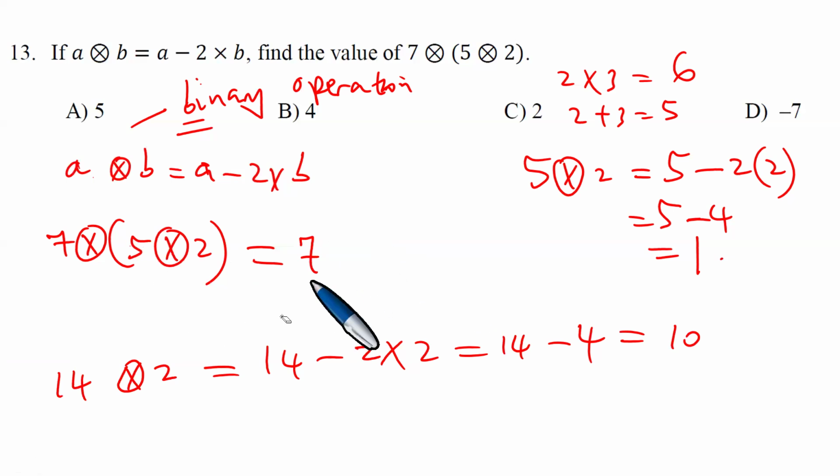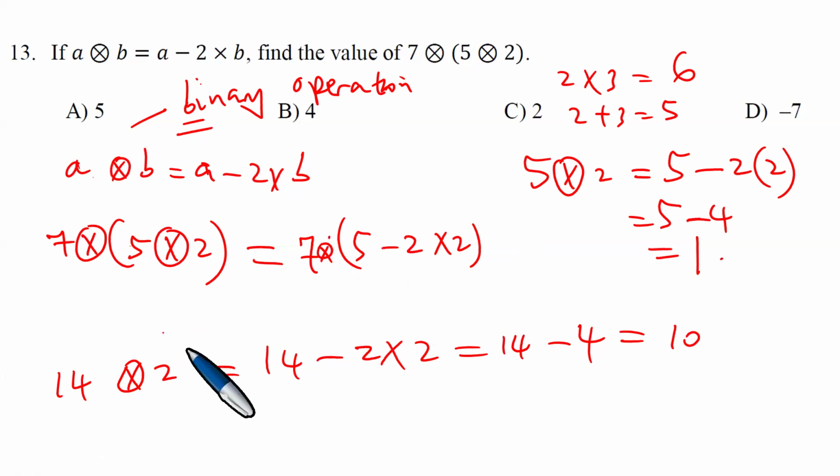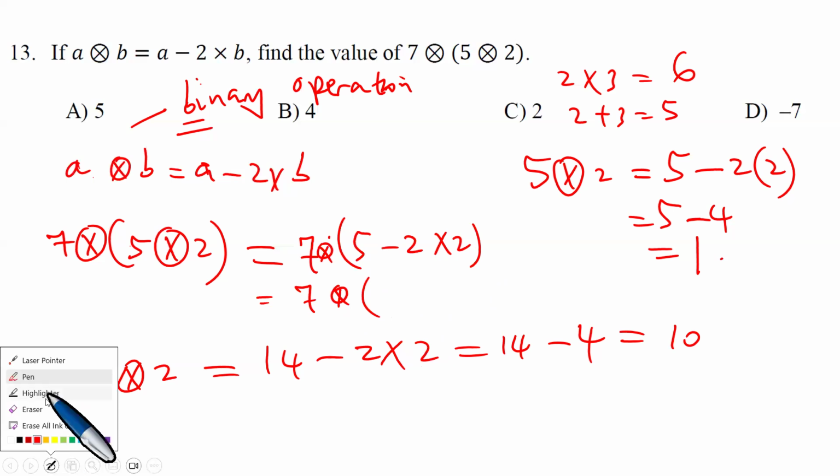Yeah, 7 open bracket 5 minus 2 times what? 2. Times the 2. Well done. Like that. So yeah, you have this one. It's still there, but we're dealing with the 5 cross 2 first. And then it's going to be 7 multiplied by, then you deal with this one. Yes, then you say 7 multiplied by 5 minus 2.